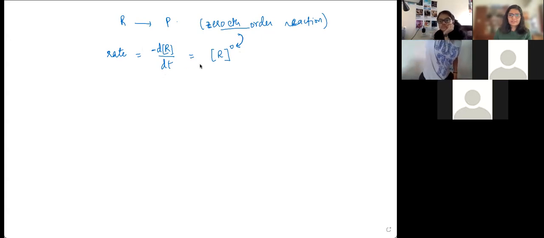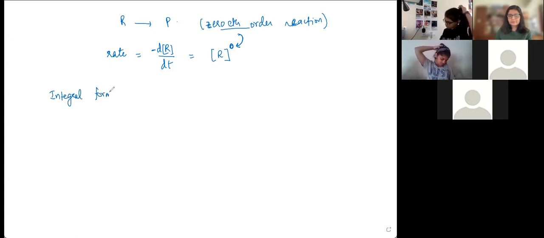Okay, so d[R] by dt will be equal to concentration of the reactant raised to the power 0. So that's what 0th order reaction is. Now let's try to find the integrated form of the reaction. To get rid of the derivatives, what you do is integrate on both sides. We'll just rearrange this a little bit. K bhi hona chahiye. We've forgotten the rate constant.